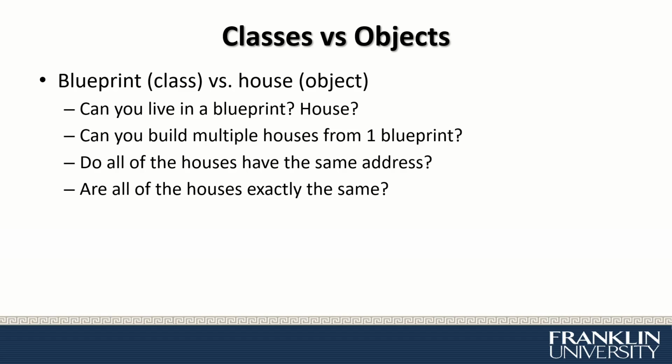Classes is like a blueprint. Object is like a house. Can you live in the blueprint? Can you live in the house? Can you build multiple houses from one blueprint? And do all the houses have the same exact addresses? And are all the houses exactly the same?